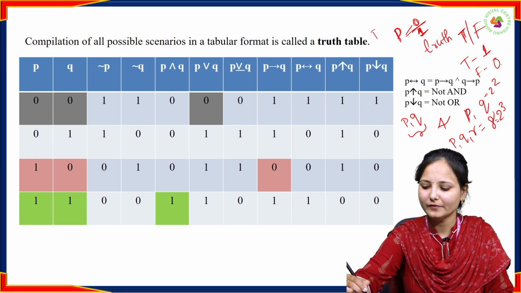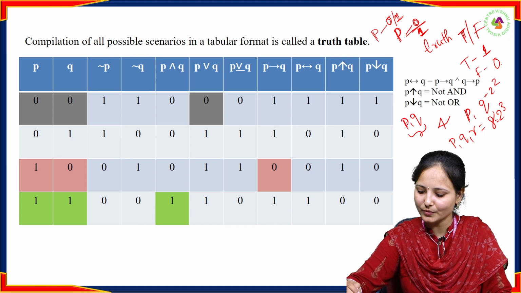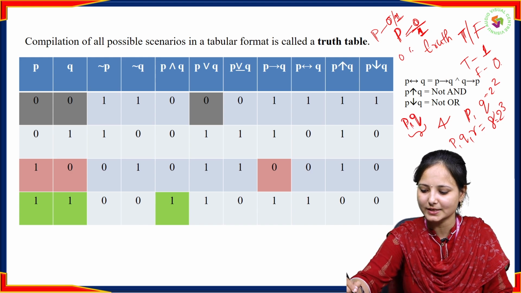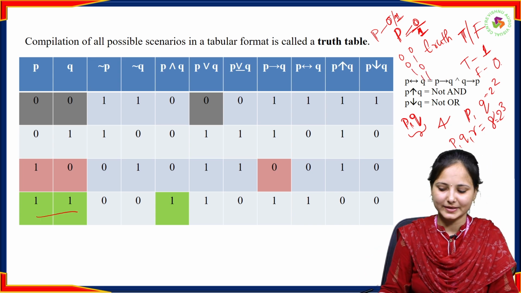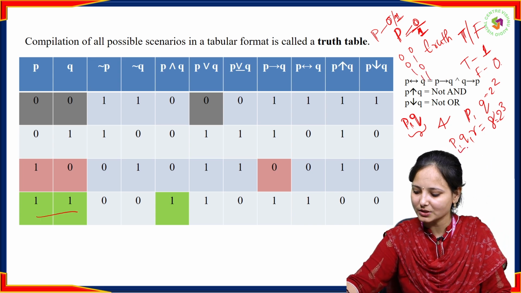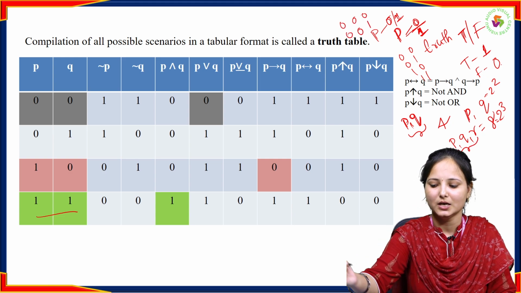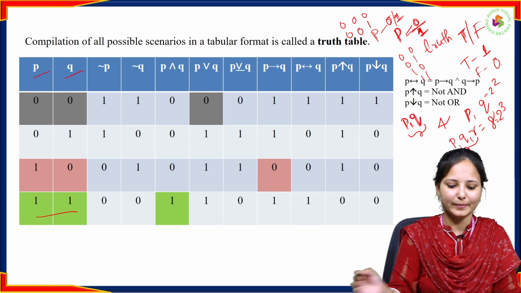When there is only one term P, we represent it with either false or true. When we have two propositions or two variables, we represent 4 combinations such as 0 0, 0 1, 1 0, 1 1. When there are three propositions or three variables, we represent 0 0 0, 0 0 1, and so on. Here we will see an example with only two variables, P, Q.